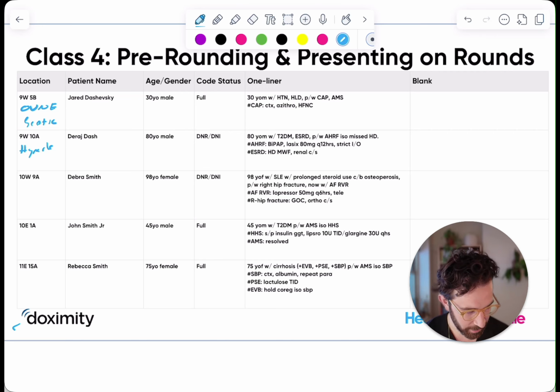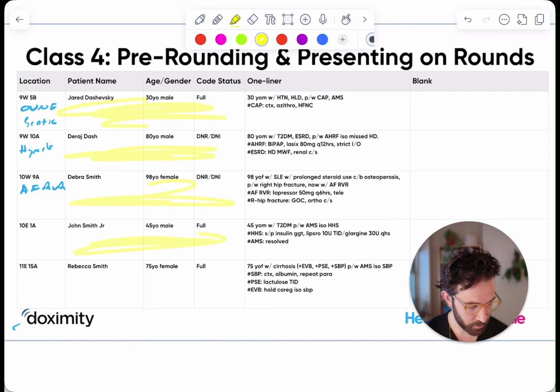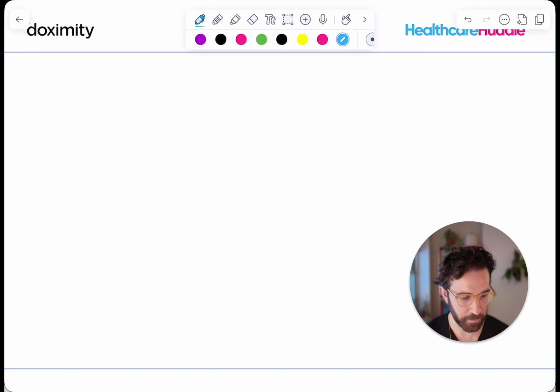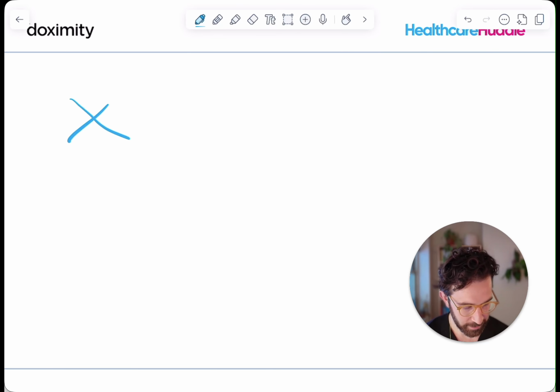For Deborah Smith, let's say they had an episode of AFib RVR, right? This is what I'm writing in column 1. And then in the rest of this space, and like this space right here, is where I'll keep track of the data, and then this could be like the overflow area. But the way I keep track of data is using the skeleton method, which I highly suggest you do, right? So skeleton is this.